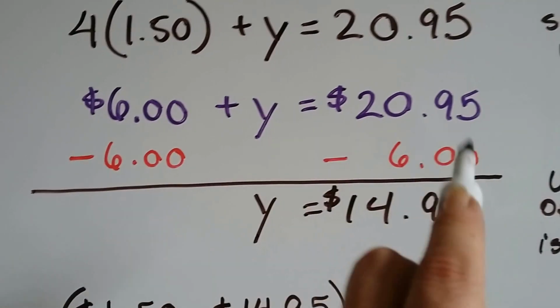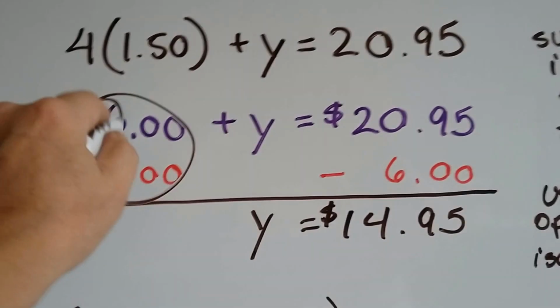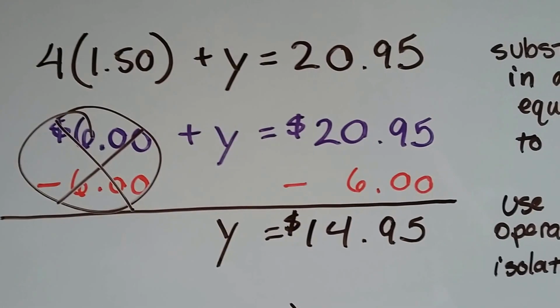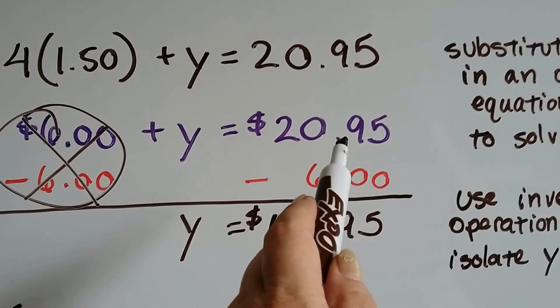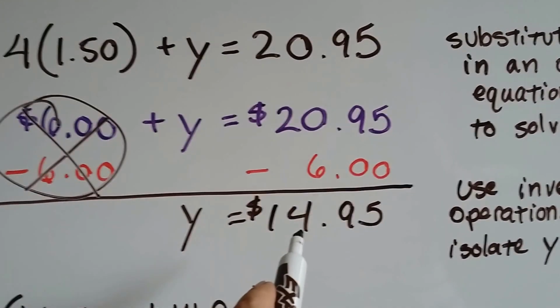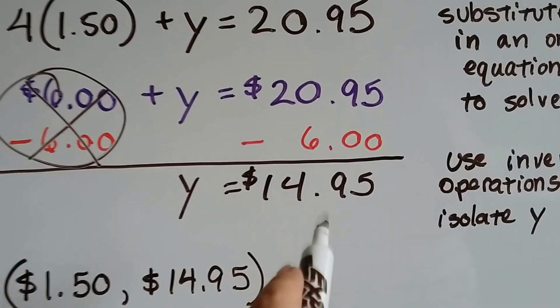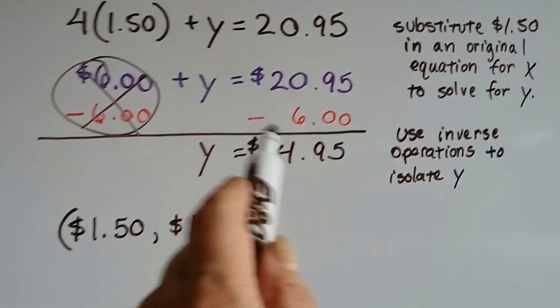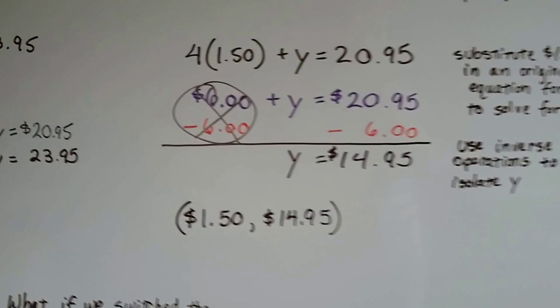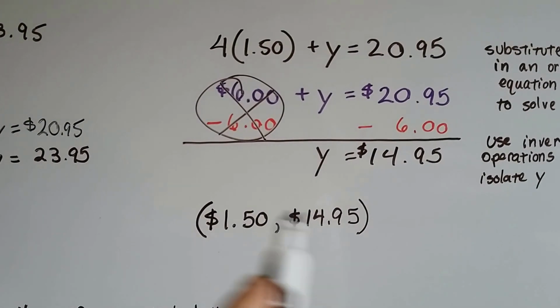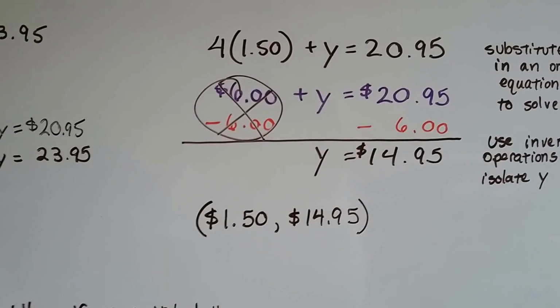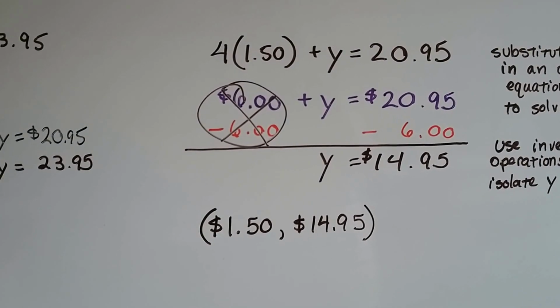So if we subtract $6 from each side, that'll make a 0 pair and we'll eliminate that, and $20.95 minus $6 gives us $14.95. We know that the labor fee was $14.95. So that is our ordered pair. That's our solution, $1.50 and $14.95.